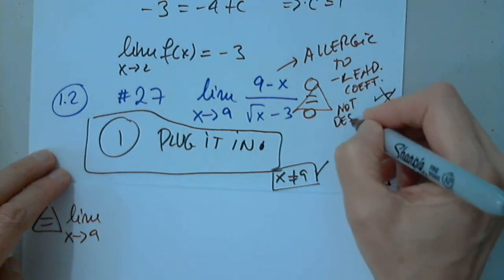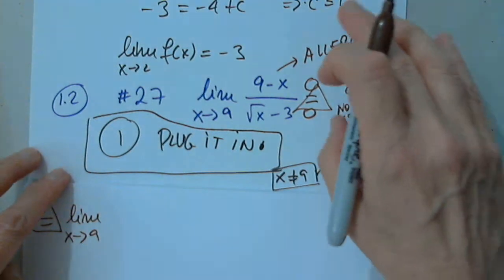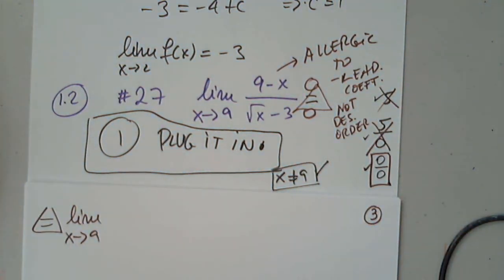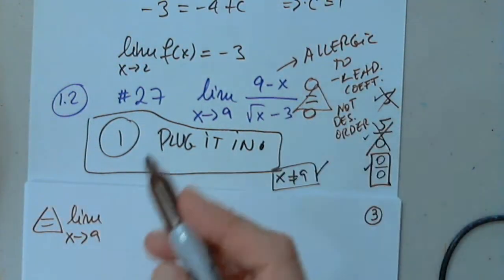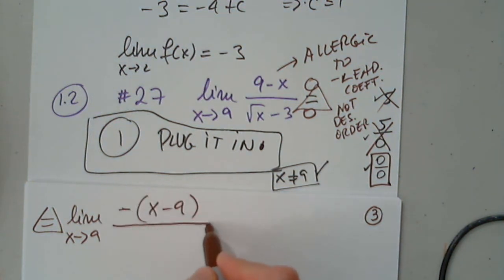Not descending order. You don't have to write this in. I'm going to put it in here nicely and neatly. So I'm allergic to this, and I will factor out -1 and put x minus 9 in parentheses. The denominator is the square root of x minus 3. So how do we proceed?